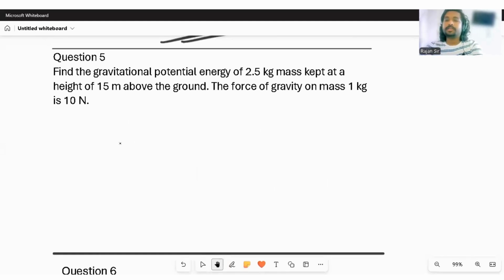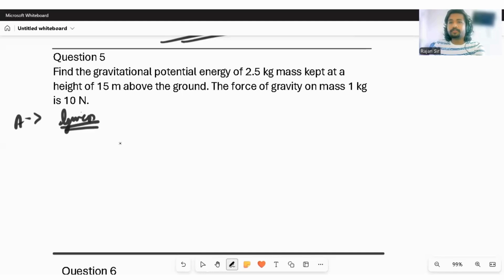Find the gravitational potential energy of 2.5 kg mass kept at a height 15 meters above the ground. The force of gravity on mass 1 kg is 10 Newton. Now we are finding potential energy, so we will be writing mgh obviously. Let's write the given part. Make sure you write the given part. It is very important that you build up this particular method of doing in the book.